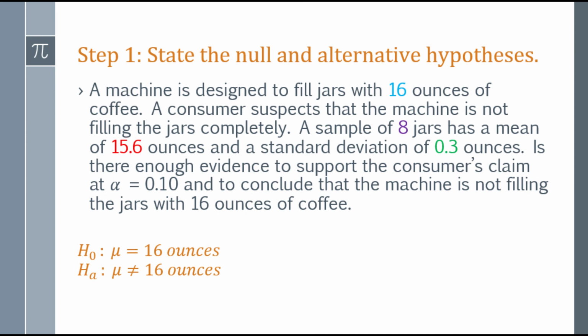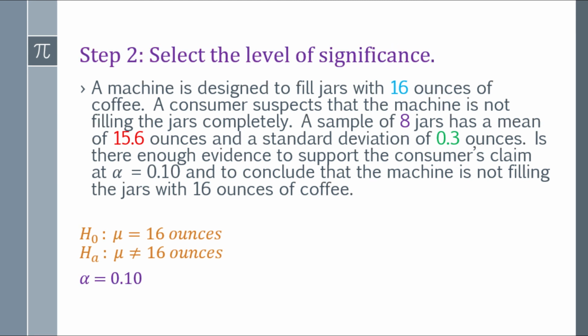Okay, so step 1, state the null and alternative hypothesis. Okay, so we have here, ang null hypothesis mo, ang mean daw ay 16 ounces. At ang alternative hypothesis ay not equal sa 16 ounces. Step 2, select the level of significance. So given naman siya, that will be 0.10.